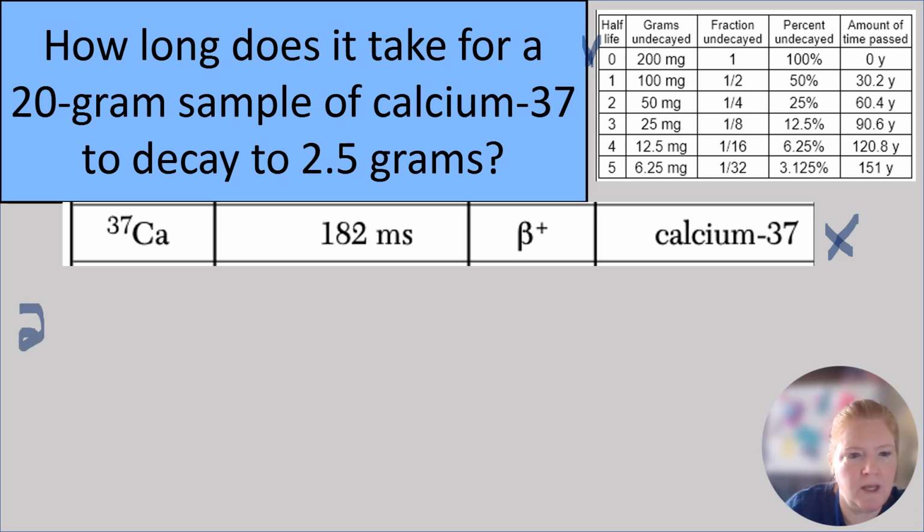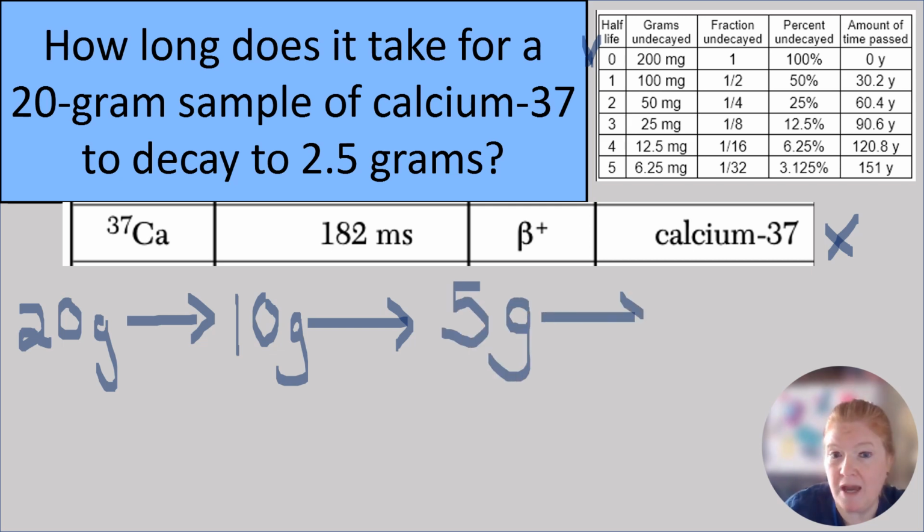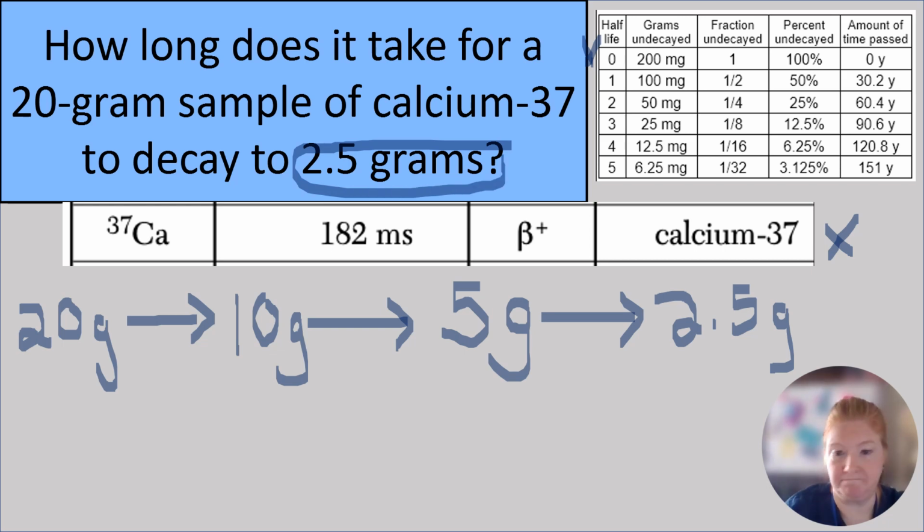So I'm starting with 20 grams, right? After one half-life, how much would I have? 10 grams. After another half-life, how much would I have? 5 grams. After another half-life? 2.5 grams. Oh, look at that, 2.5 grams. So what happened here? This was my starting point, so this is half-life number 1, this is half-life number 2, and this is half-life number 3.